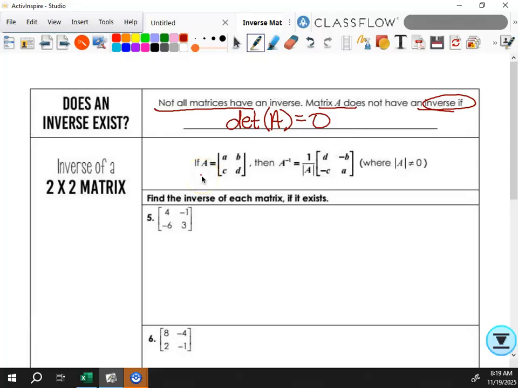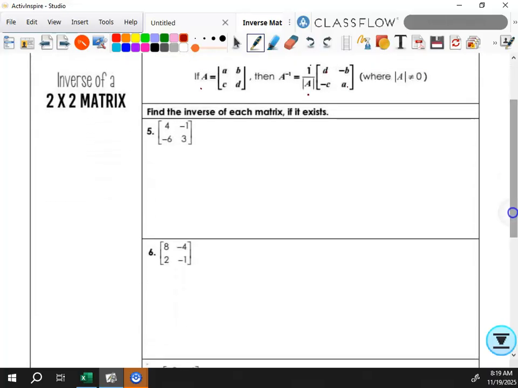then the inverse is 1 over the determinant. Remember, if it's written like that, that doesn't mean absolute value. That means the determinant of this. And look what happened. These two changed places. These two didn't, but the signs changed. Okay? And it's when the determinant's not equal to 0. If the determinant is equal to 0, we don't have an inverse. Right? So the first thing we have to do is find the determinant. We can do that. We did that yesterday, right?